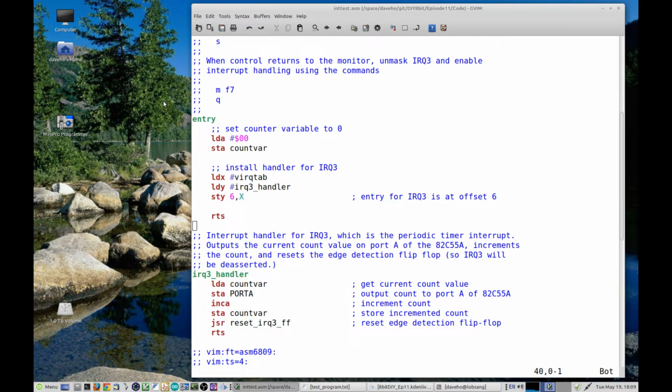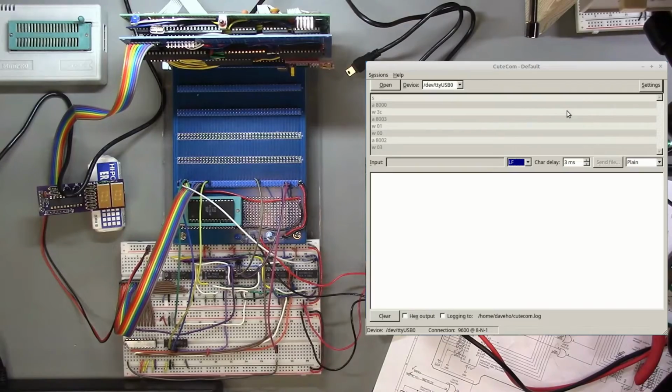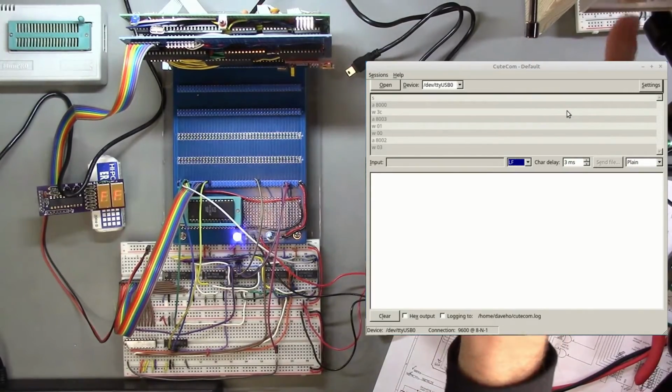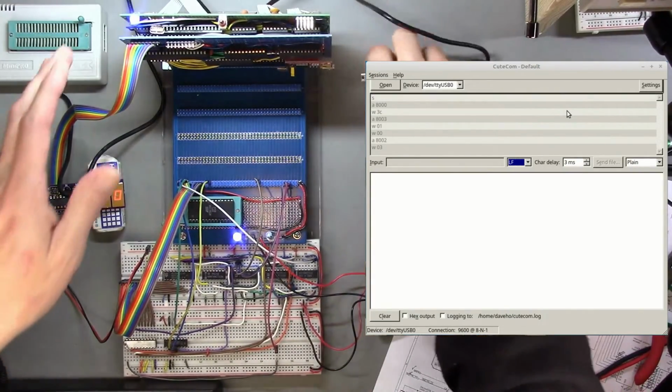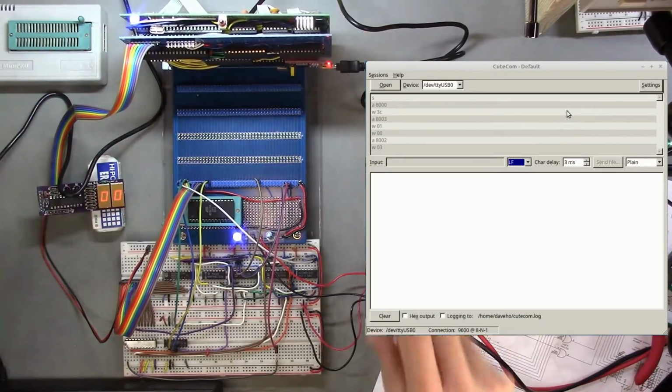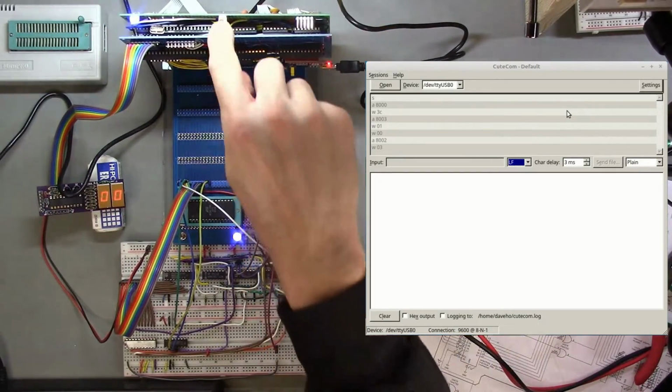The behavior we expect to see from executing the test program's entry point function is that once IRQ3 is unmasked and interrupts are enabled at the processor level, we should see increasing count values being output on port A. Alright, so let's see if we can get things working here. So let me power on the 6809 system and then reset.